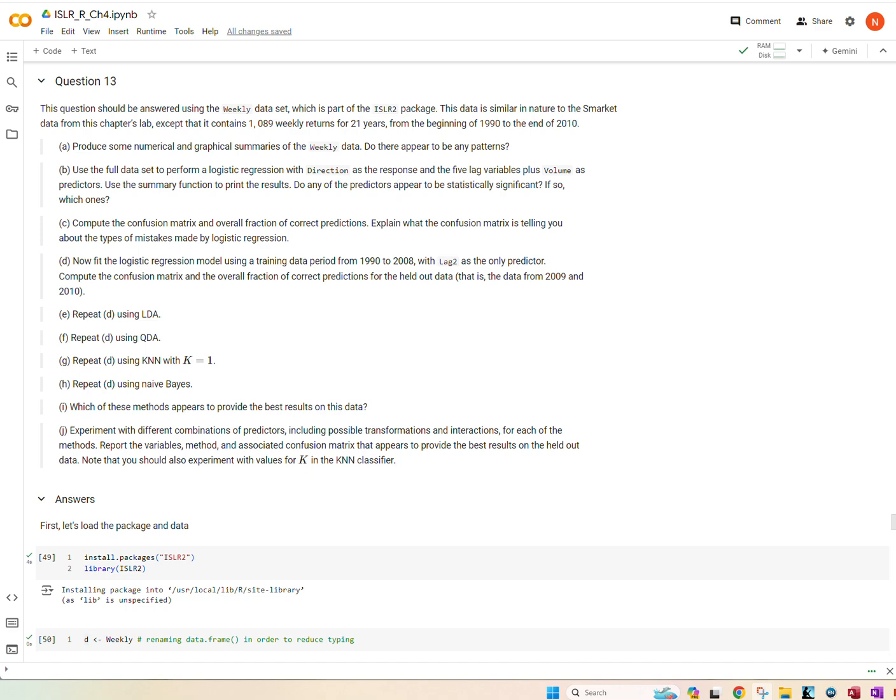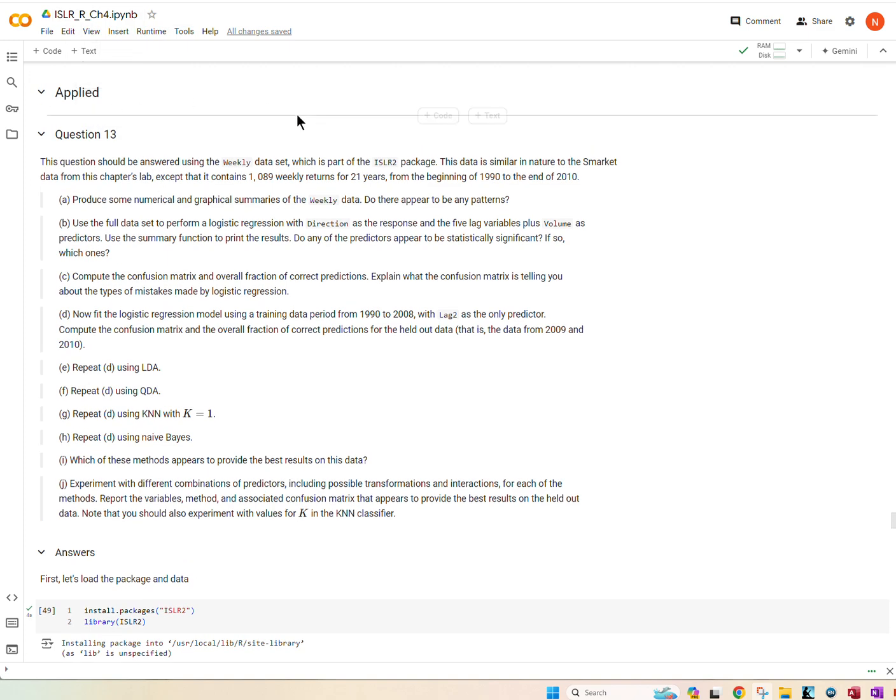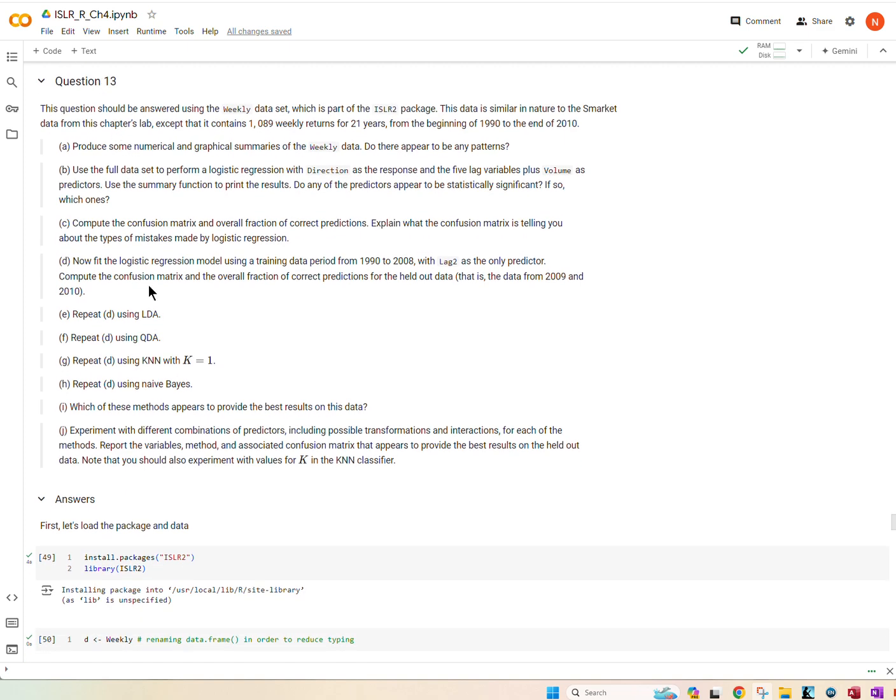Okay, so we are in An Introduction to Statistical Learning. We're in chapter 4. We are just starting the applied questions in chapter 4. We're on question 13. I'm going to do all of this in R, and so you can get to the Colab sheet and look at the R code, or you can look at the R code here.